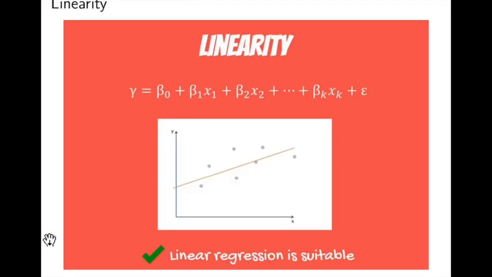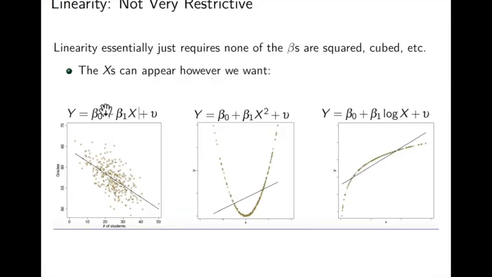So let's start with linearity. Ordinary least squares assumes that the relationship between these explanatory variables x and the dependent variable y is a linear one. So what does that mean? That's not actually as limiting as you might think. The linearity here isn't very restrictive. Really, all it says is that these coefficients, these betas, aren't squared or cubed or anything like that.